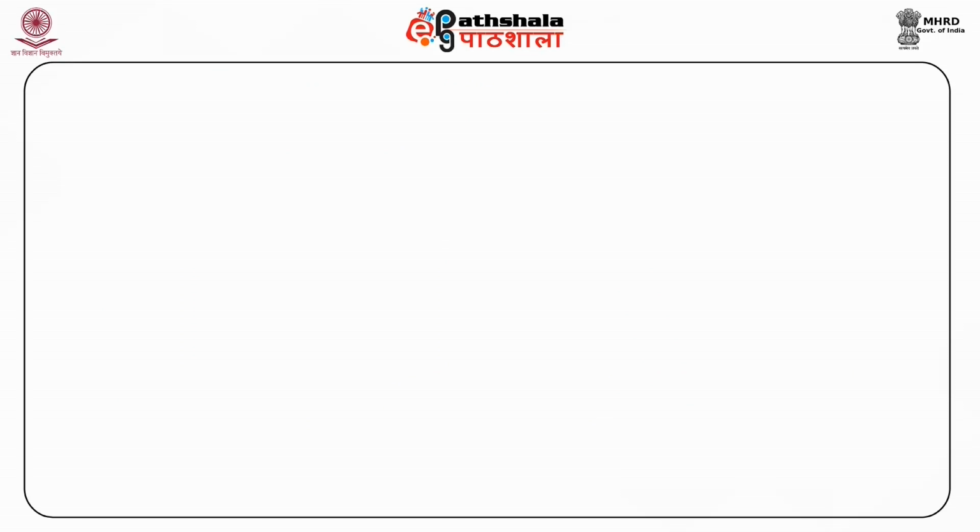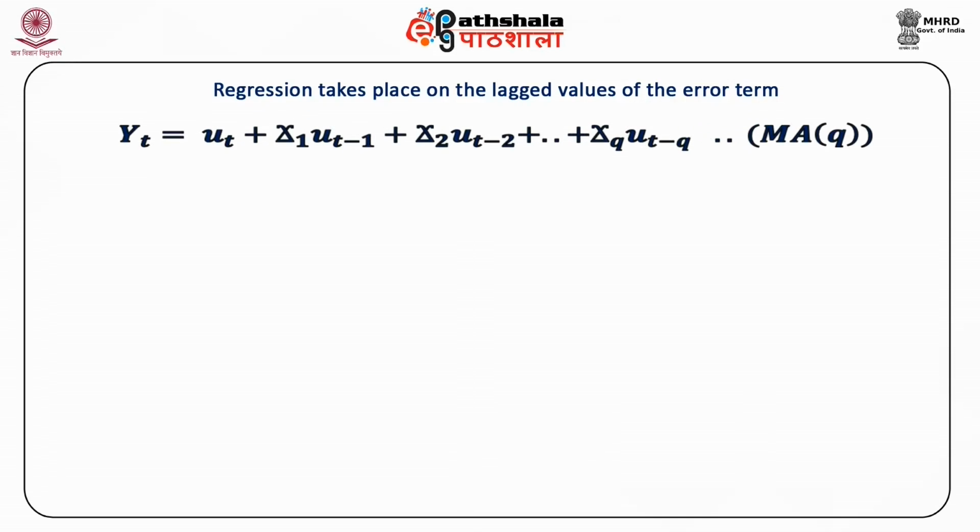A series is considered to be generated by a moving average process if the error term and its lagged values are regressed on the series. It can be defined as the equation yt is equal to ut plus gamma 1 ut minus 1 plus gamma 2 ut minus 2 till gamma q ut minus q. This is considered to be a moving average process of order q and is symbolically written as MA of order q.